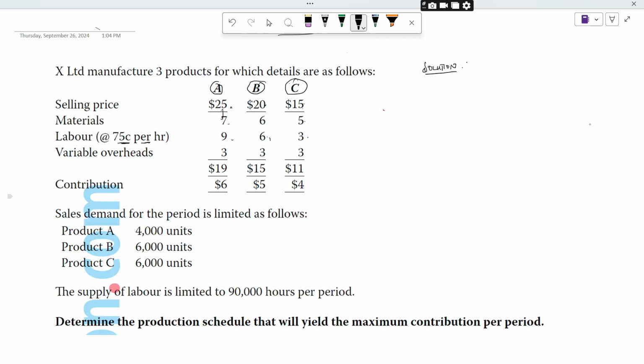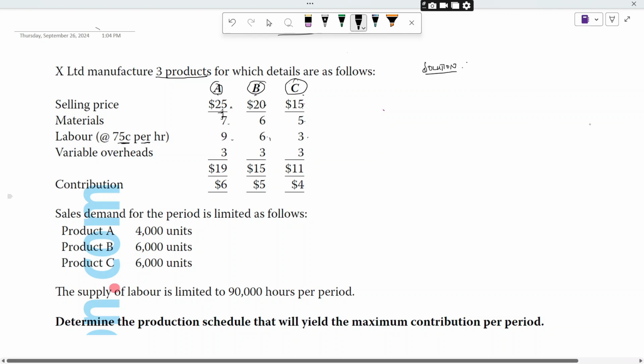A question on limiting factor analysis. The question that you are seeing says X Limited manufactures three products. So the products are A, B, and C.